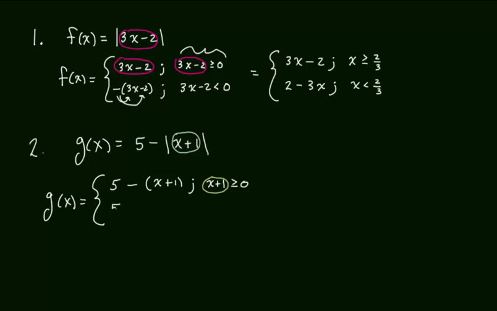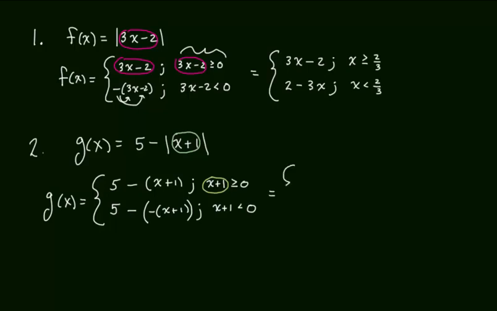It will be still 5. 5 is not connected to the absolute value. It's not inside the absolute value, rather. So we keep the 5. We keep the minus. But now I'm going to need the opposite of x plus 1, provided that x plus 1 is less than 0.